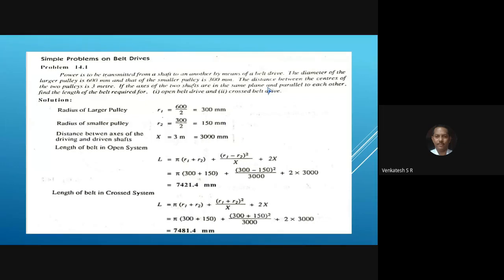Next line, write down subdivision number 1: open belt drive. And next line, write down subdivision number 2: crossed belt drive.